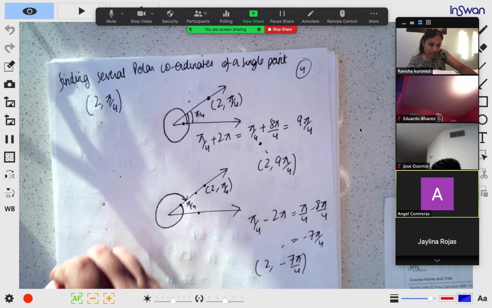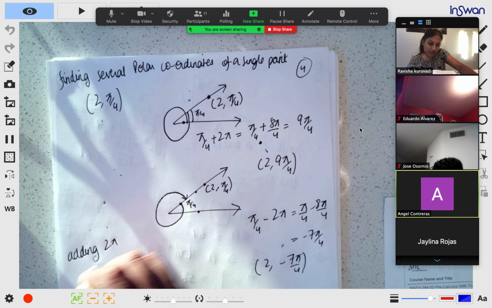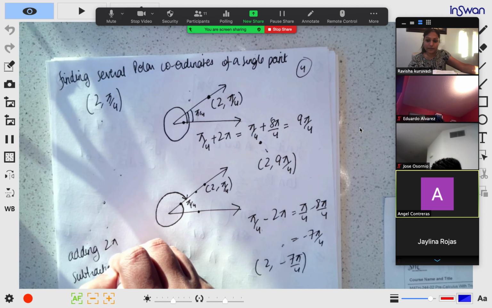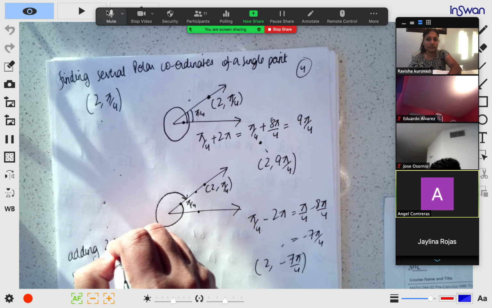So basically adding 2 pi, subtracting 2 pi gives me the same angle.